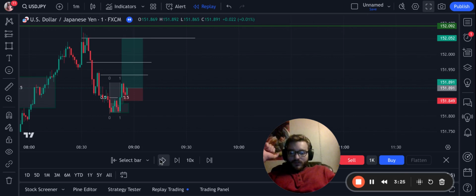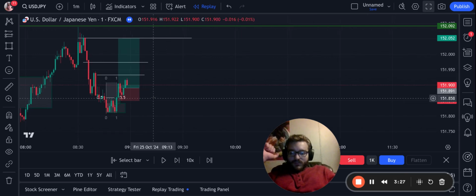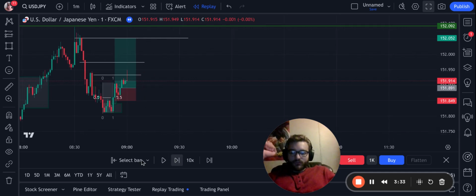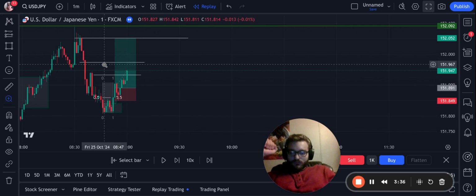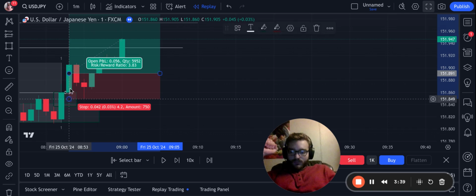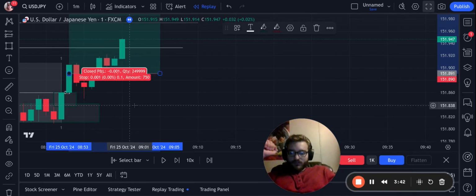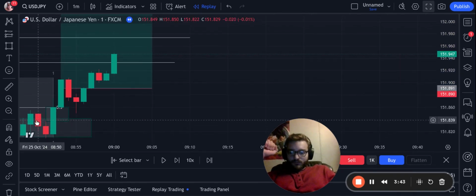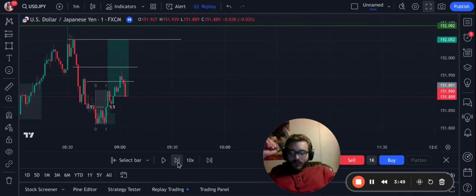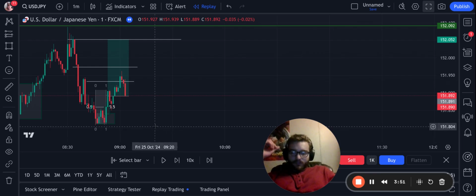So I entered. This is my take profit 1. This is a 1-to-1 risk to reward ratio. As soon as take profit 1 gets hit, I move my stop loss to break even. All right, waiting for TP2 to get hit. We get stopped out.